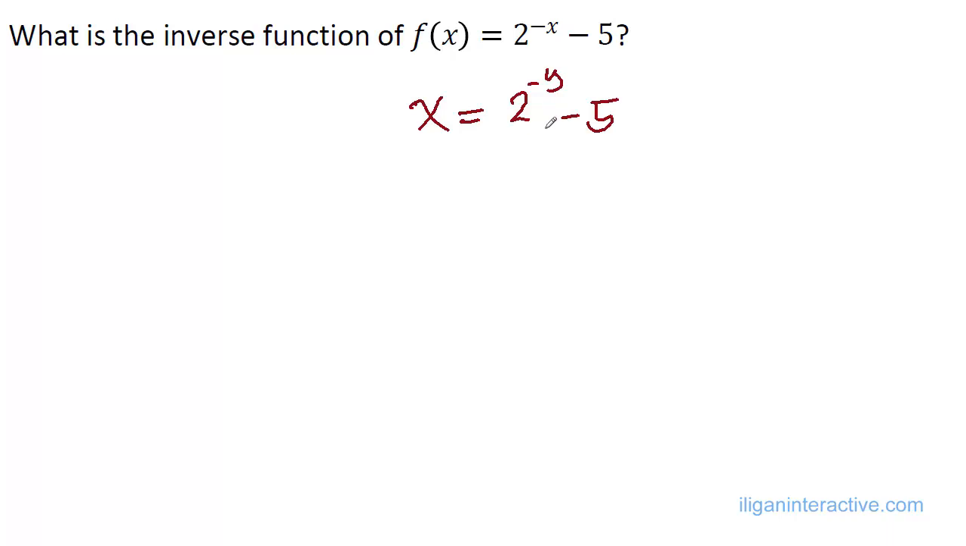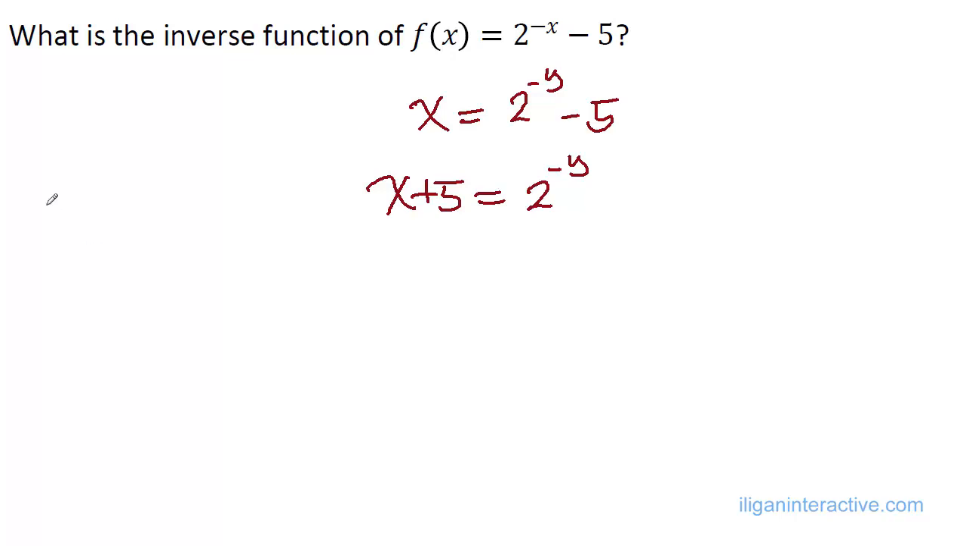Now, the first thing that we can do here is add both sides by 5 and you get x plus 5 equal to 2 to the negative y. Okay, and then to solve for the value of y, there are actually many ways to do this, but the best thing to make this come down is to take the logarithms of both sides. And when we say log, we can actually take any base. The most common one is to take the log in base 10.